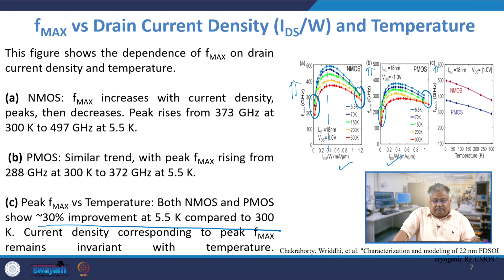And if you plot peak Fmax versus frequency, the last graph here, then you see approximately a 30% increase in the value of your NMOS peak Fmax as compared to your PMOS. So, PMOS is relatively lower. And the interesting case here is that the difference goes on increasing as you reduce the temperature. For Fmax, the difference between NMOS and PMOS goes on increasing as you increase the value of your PMOS and NMOS.